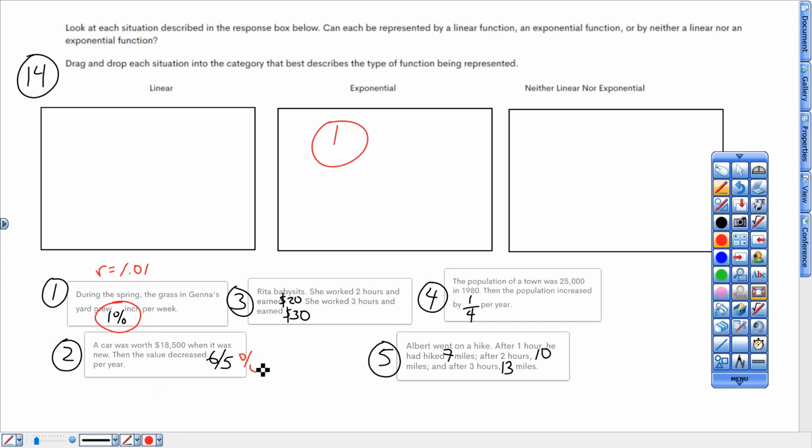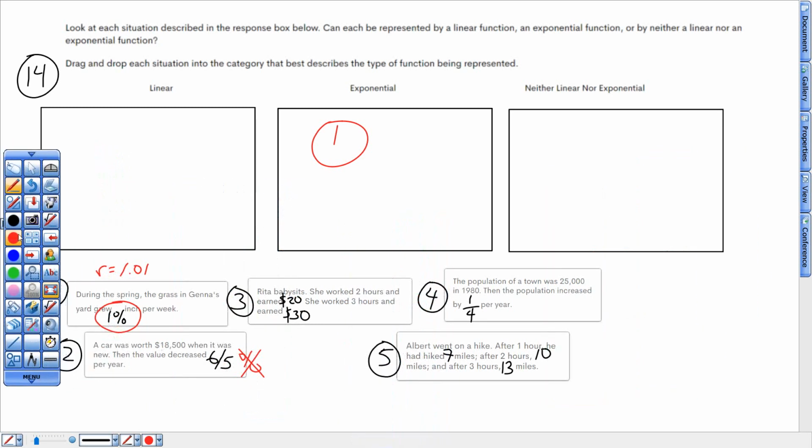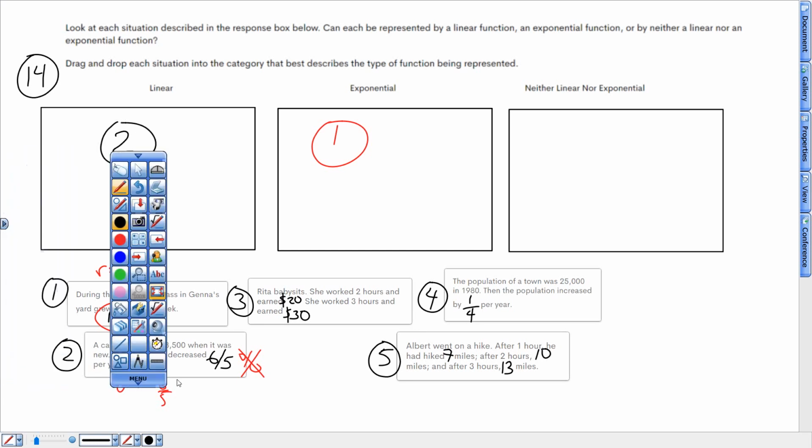Number 2, this one has no percent. There's no percent on there. That means it's going down by 6/5 every day, going down by 6/5 per year. That makes this a D number, going down by 6/5 every year. That makes this linear, straight as an arrow. Same constant rate of change, going down by 6/5.